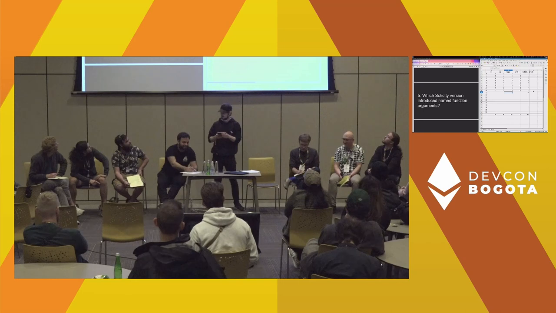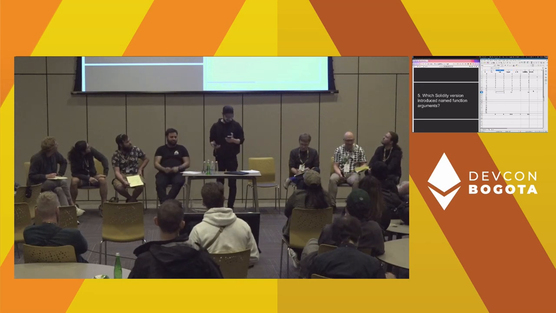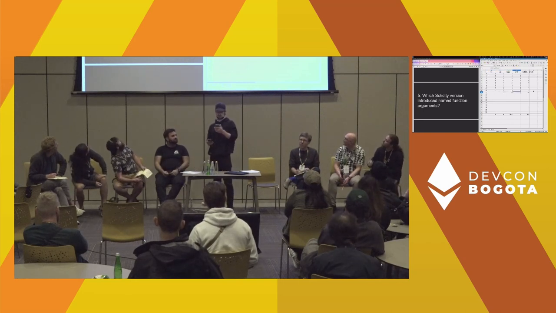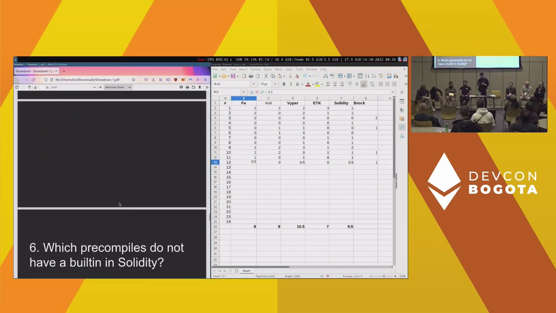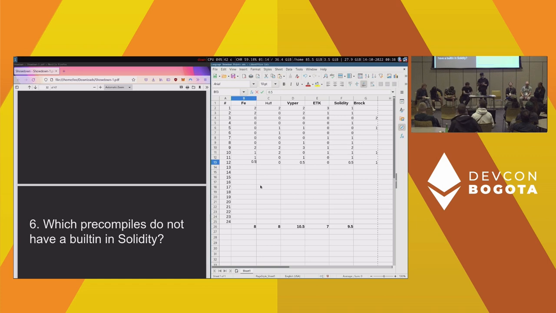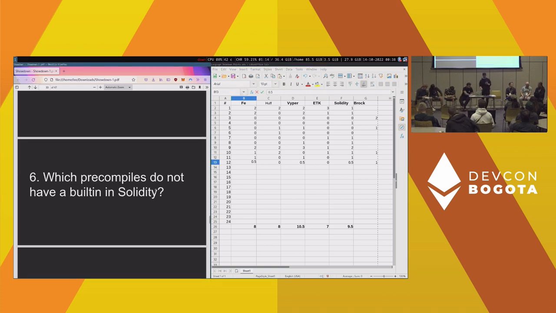Okay, so ready for the next question. Which precompiles do not have a built-in in Solidity? There's multiple answers. Which precompiles do not have a built-in in Solidity? Multiple answers are allowed.